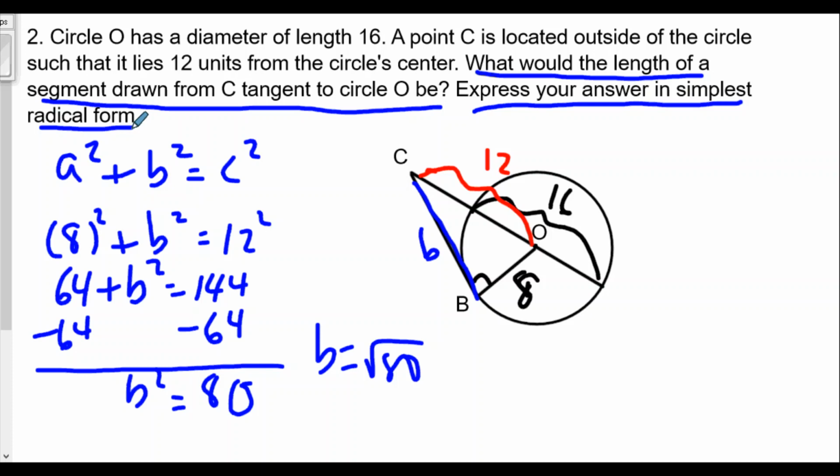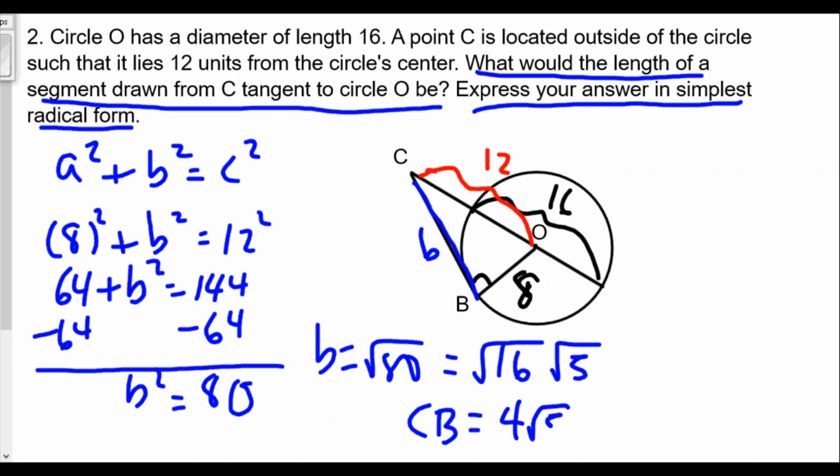So we would have to change this to the square root of 16, because that's the largest perfect square that divides evenly into 80. And of course, the other factor is 5. Therefore, we're going to say CB, this tangent segment, must be 4 square root of 5 units. Okay? All right, so again, we use this concept that a tangent line or a tangent segment is perpendicular to the radius it intersects at the point of tangency.